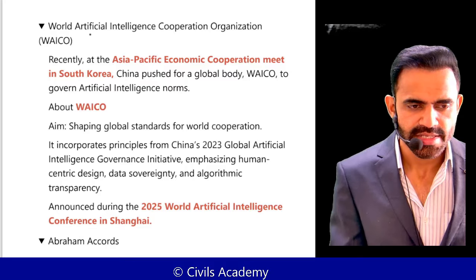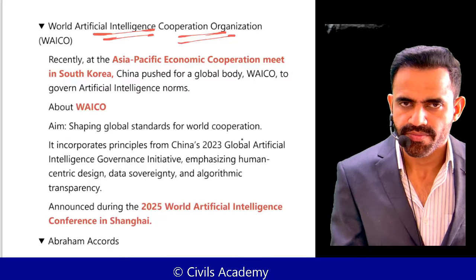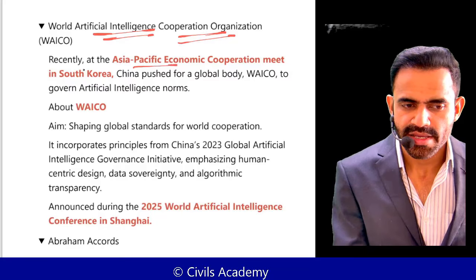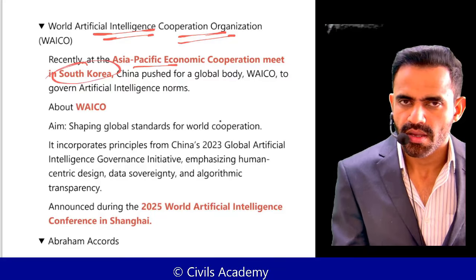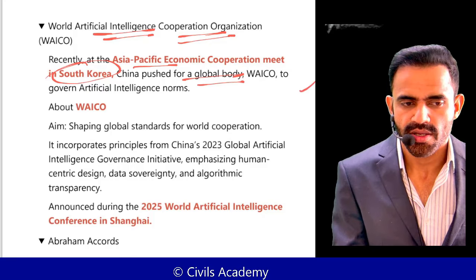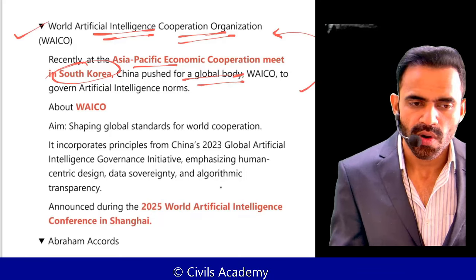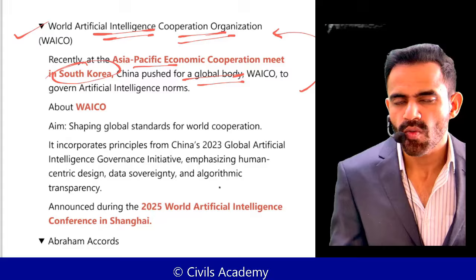Next is World Artificial Intelligence Cooperation Organization. So the APEC summit was there in South Korea. In that summit, China proposed this global body. What is this global body? That is WAICO. What is WAICO? World Artificial Intelligence Cooperation Organization.